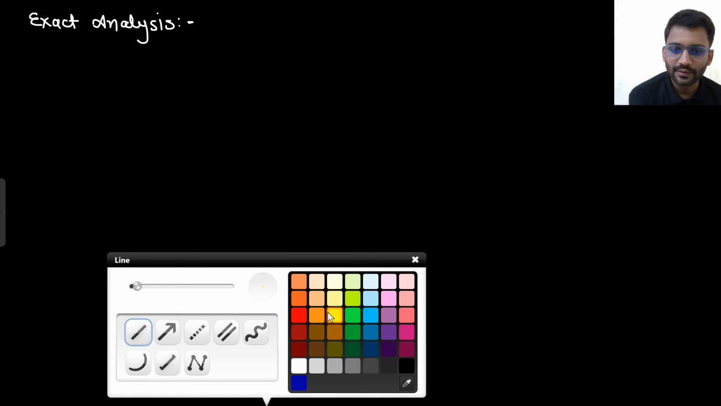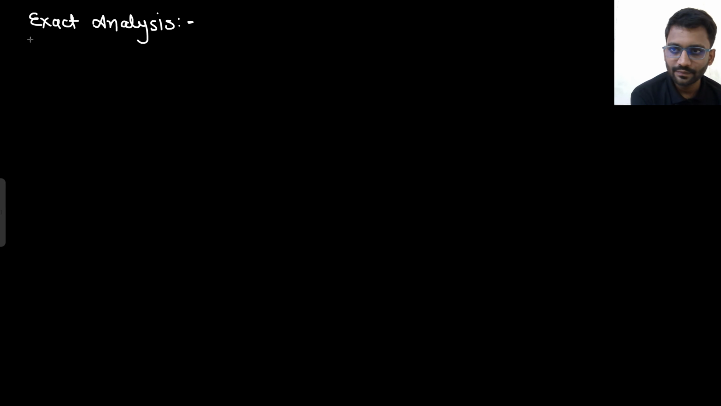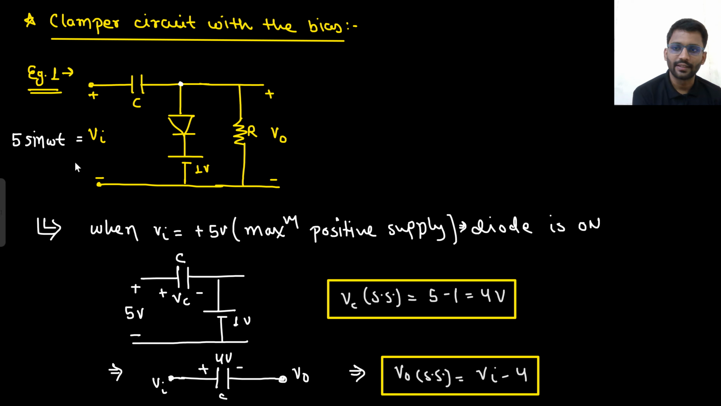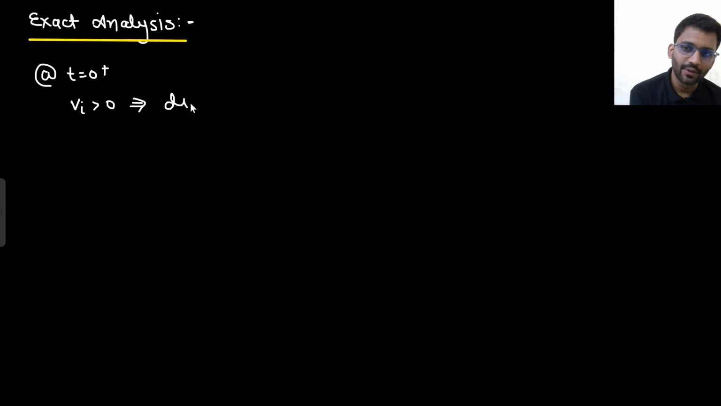Exact analysis. So at t equals 0 plus, what is happening? Vin is greater than 0. That means the capacitor is not charged. So simply the diode will turn on. The diode turns on. And if the diode turns on, what will be the condition?